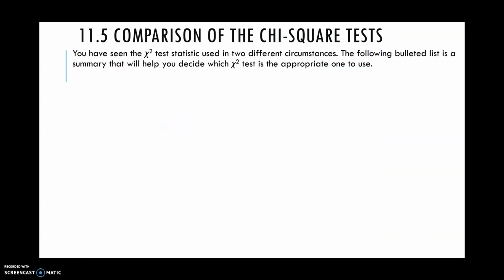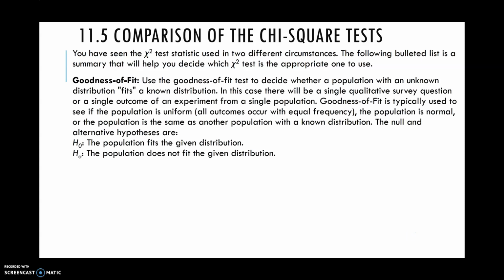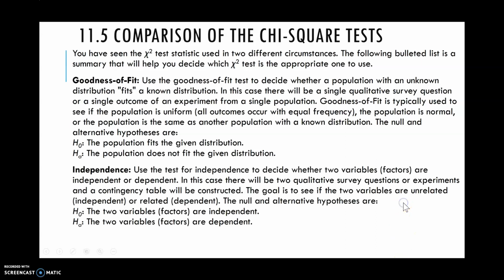Okay, so we've looked at two different types of chi-squared tests. There are actually three, but we're only looking at two. So the first one was the goodness of fit test, and the second one was the independence test. And I just tried to sum them up here for you with information about both so that you could see the similarities and the differences.